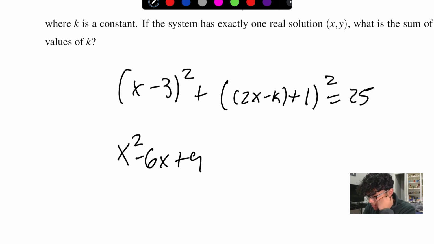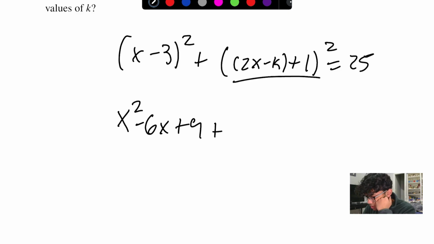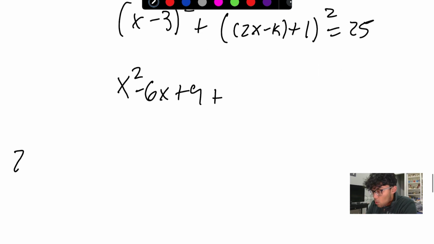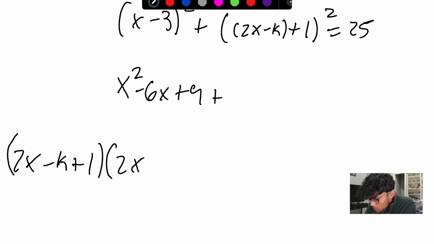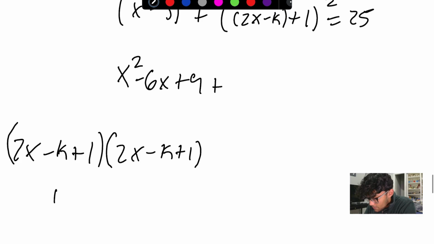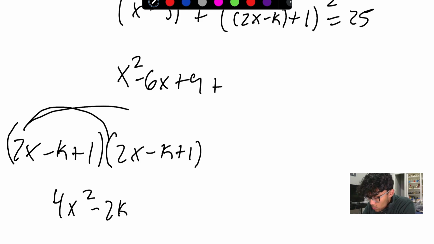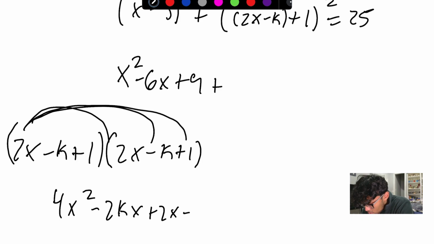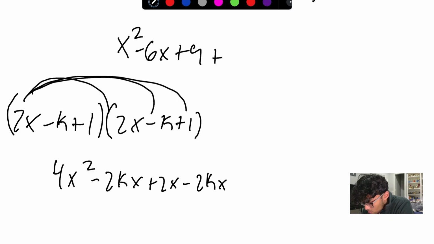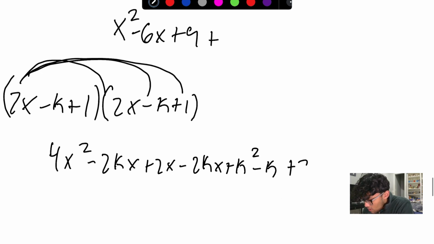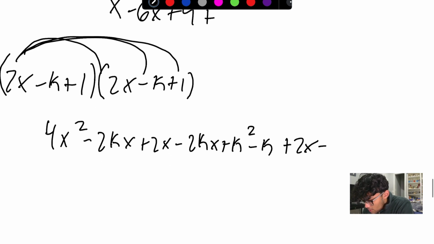x squared minus 6x plus 9. That one's easy. But this one, I can't really simplify in my head. So we'll set that off to the side and multiply this out. 4x squared minus 2kx plus 2x minus 2kx plus k squared minus k plus 2x minus k plus 1. And by the way, if you don't know what I'm doing, I'm just FOILing this out.